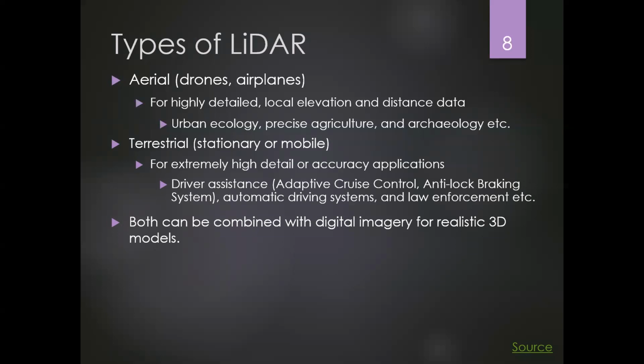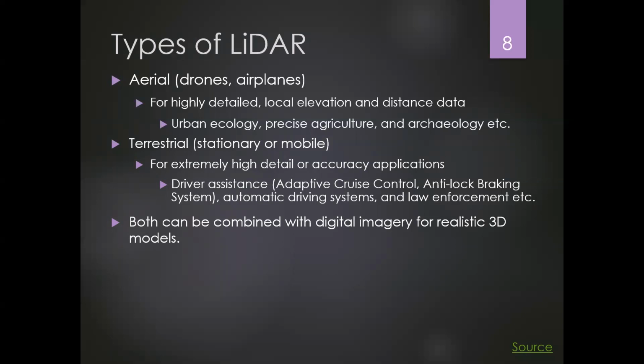A terrestrial LiDAR, that's another type of LiDAR, stationary or mobile, for extremely high detail or accuracy applications. Today, Tesla and a lot of other big companies are trying electronic cars and also automatic driving systems. One of the most important things for automatic driving is distance detecting. Why? Because when a car is running at high speed, if there is a driver, that driver should be very careful with the surrounding environment to make sure that the car is not running into something, right? Or some people. But if the computer is driving the car, what's the eye of the computer? LiDAR. LiDAR can do that.